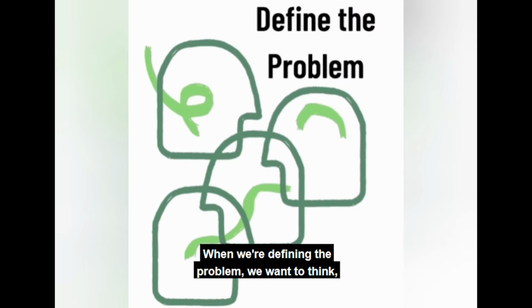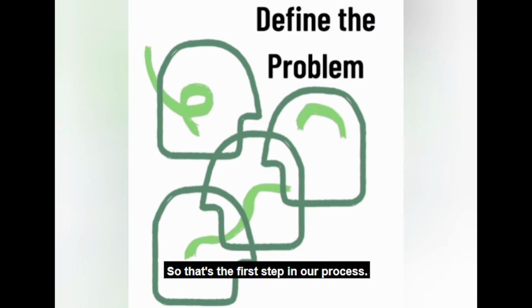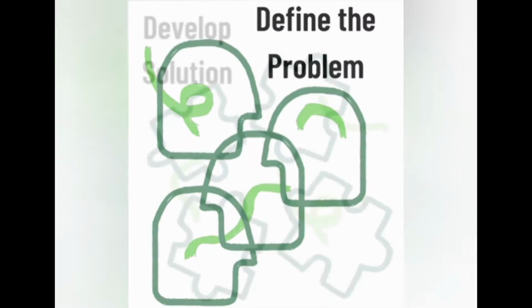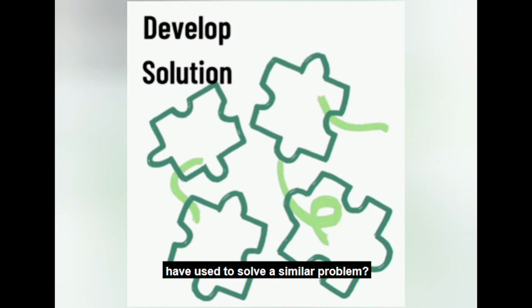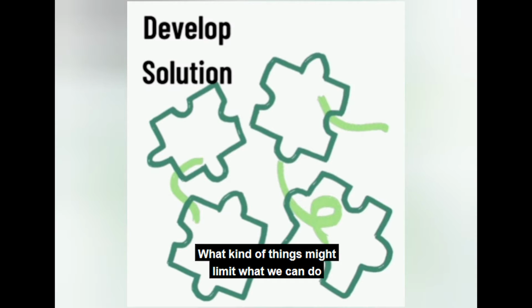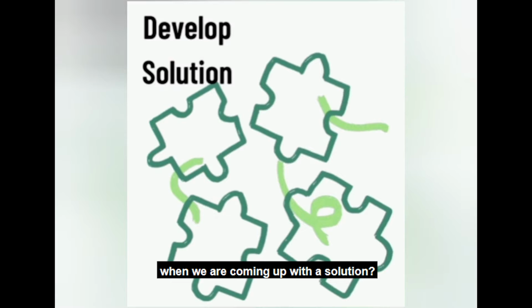When we're defining the problem, we want to think, well, what is the problem in the first place? Do we have flooding? Are the drains clogged? So that's the first step in our process. The next step is to research and develop solutions. What information might we need to solve this problem? What are some other ideas that other people have used to solve a similar problem? What kind of things might limit what we can do when we are coming up with a solution?